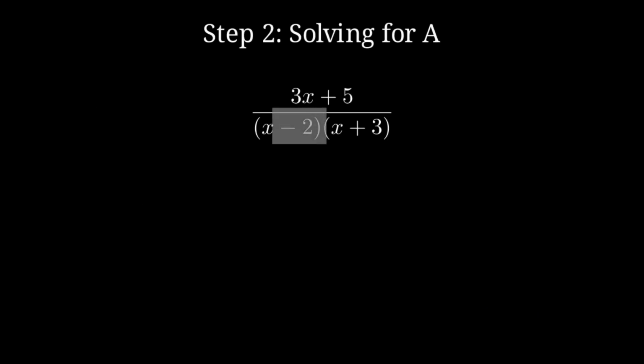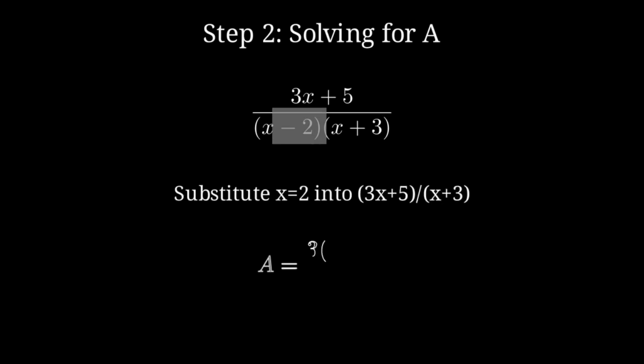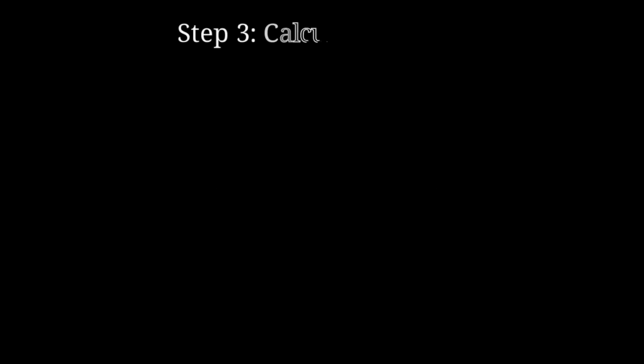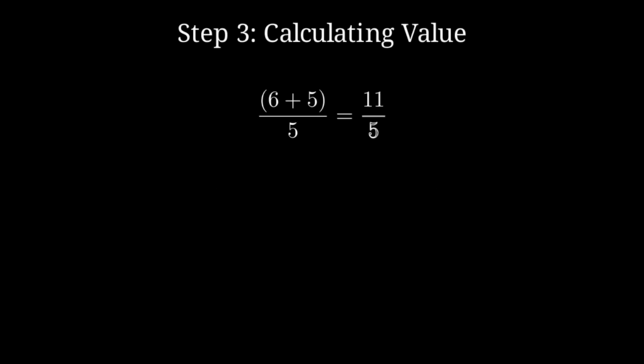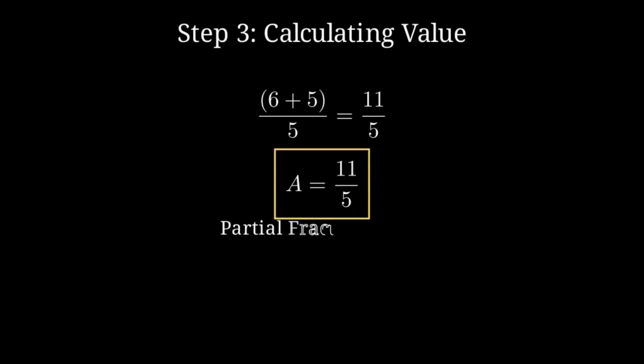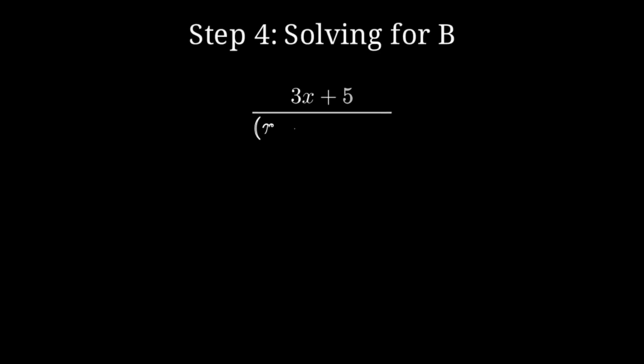To find the constant a above the factor x-2, we cover x-2 in the original fraction. Then, we substitute the root, x equals 2, into every other part of the remaining expression. Calculating the values gives us 11/5. This is our first constant, a. Notice how we bypass the need to multiply both sides by the common denominator or solve a system of equations entirely. Next, we repeat the process for the second factor.